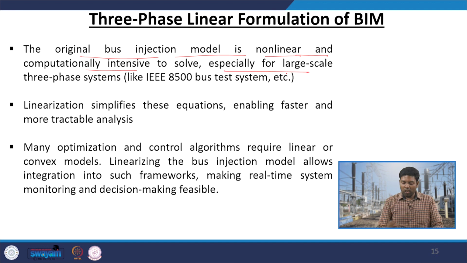Second, already you have 3 phases with mutual couplings, that means you have already so many variables you have to deal with. Now, imagine that your network size is also very huge. A typical network, IEEE 8500 bus network, it is an unbalanced network. So, if you have an 8500 bus network and you have to take it as an unbalanced network, you cannot imagine the size of the problem you have to solve. Huge number of variables, huge number of parameters. So, dealing with this kind of unbalanced BIM model for large system is very difficult.